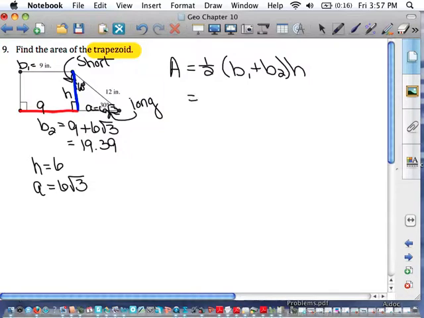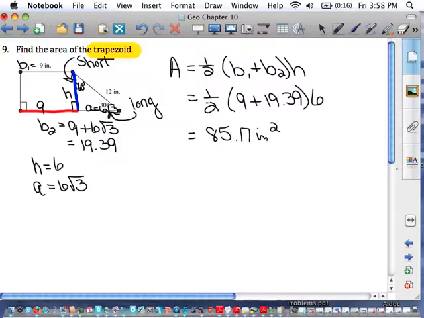So now the area is equal to 1/2 base 1, which is 9, plus base 2, 19.39, times the height, which we said is 6. Okay, so when you multiply that all together, you should get 85.17 inches squared for the area of that particular trapezoid.